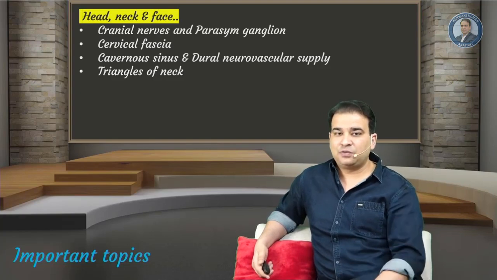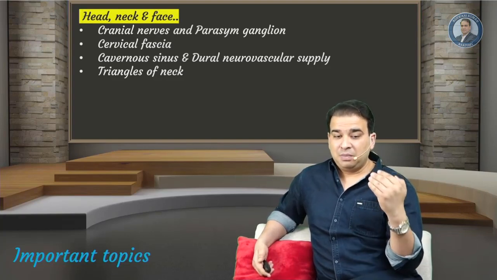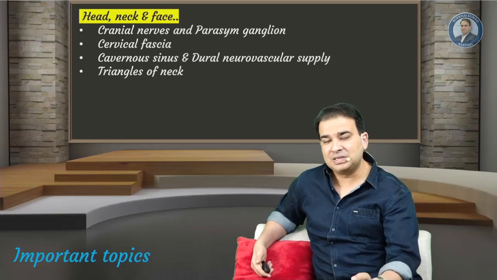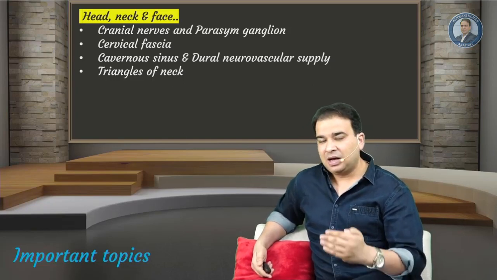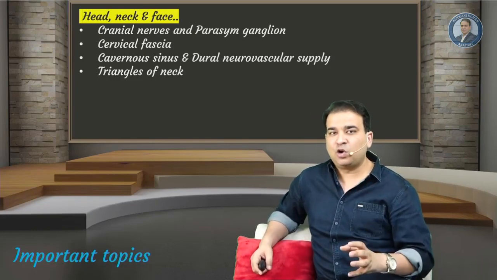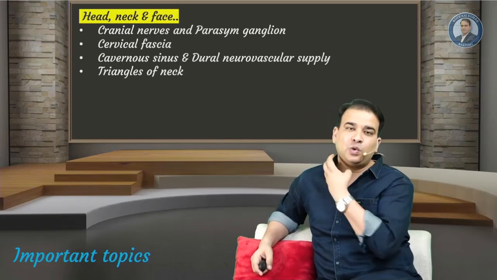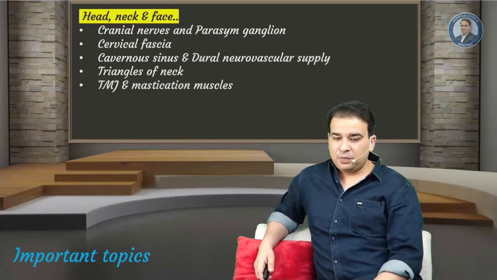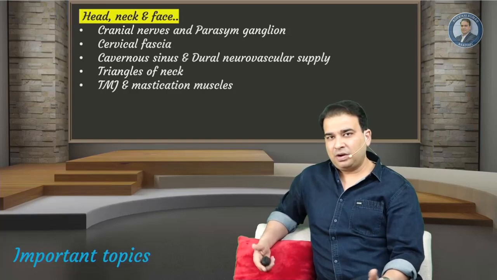So the triangles of the neck, and once again, make sure that you read the triangles of the neck once you're done with the cranial nerves, blood vessels and the deep cervical fascia. Otherwise, you'll just end up mugging up the triangles. You'll never understand it. You need to have a sound knowledge of the nerves and blood vessels to understand the triangles of the neck.